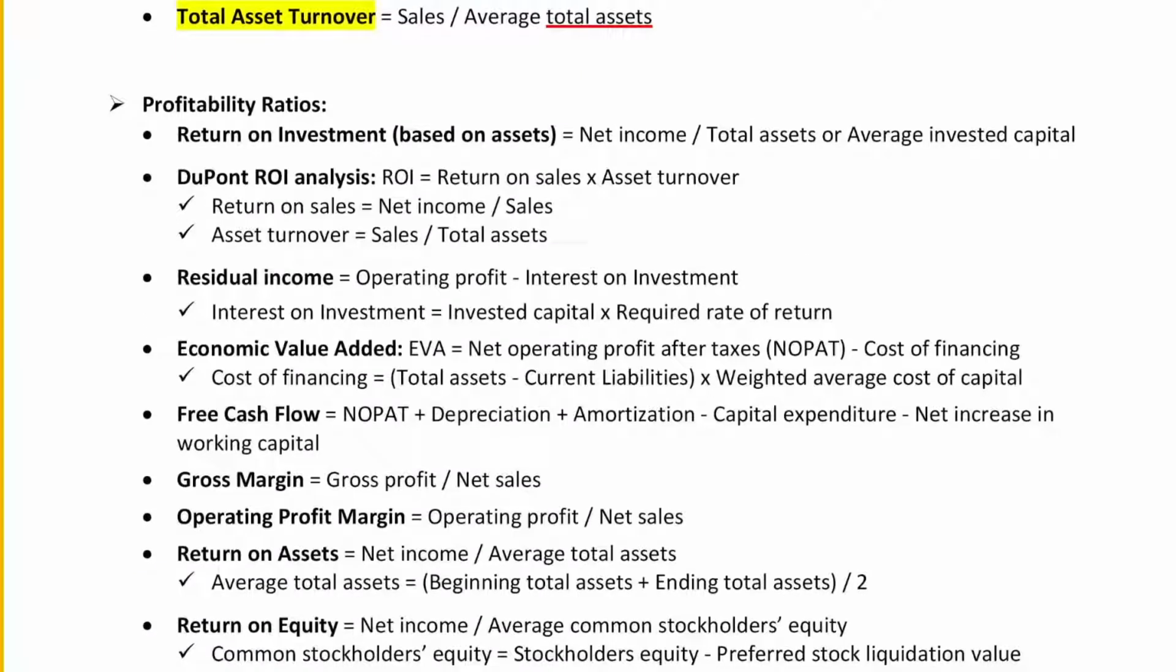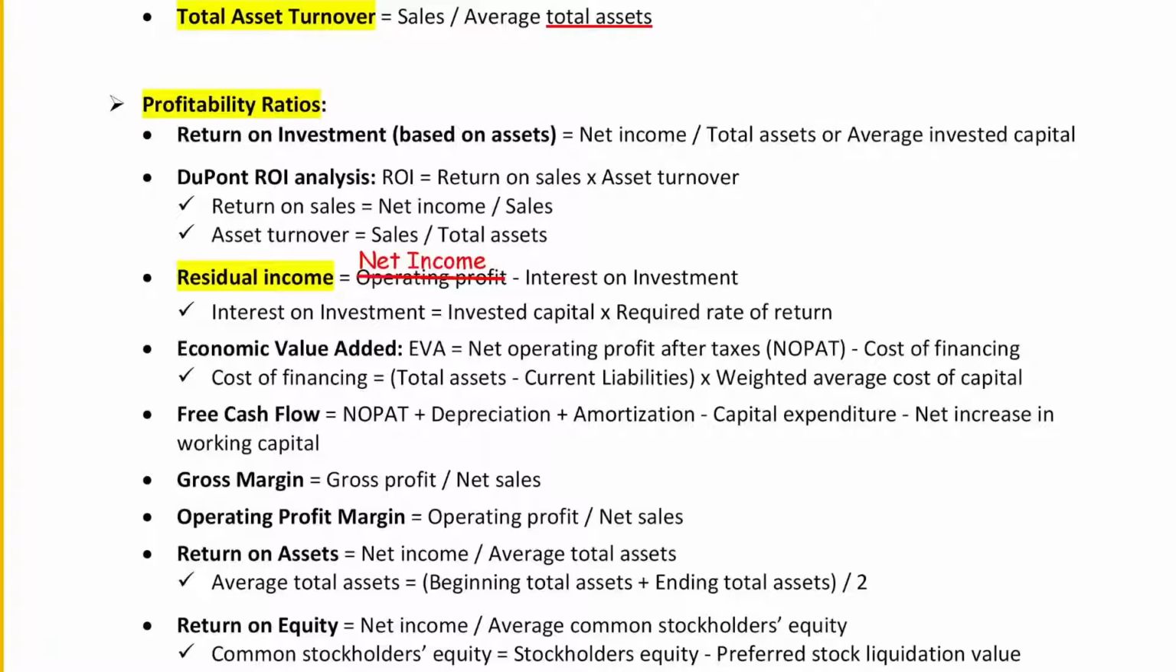Next, highlight profitability ratios. So we looked at the DuPont return on investment analysis. Next one, highlight residual income. And if you're looking at residual income for equity investors, we'll not look at operating profit. Instead, we'll look at net income. So scratch off operating profit and right there, net income. So net income minus the required return, that gives you the residual income, the economic profit.